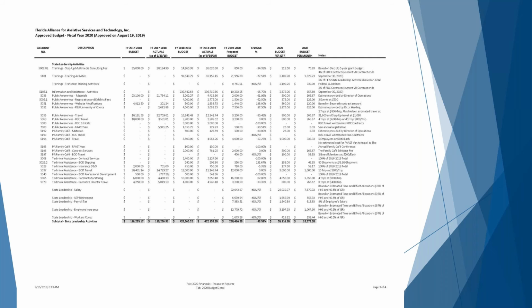The board expenses are also in state leadership activities. You can see them there under technical assistance, starting with line 5003. This looks at any travel, the insurance for the directors and officers, and also any professional development or contract services that are accrued by the board or predicted to be accrued by the board. The executive director travel is also there in our contract monitoring, which is any travel where we send staff to check in on our regional centers.